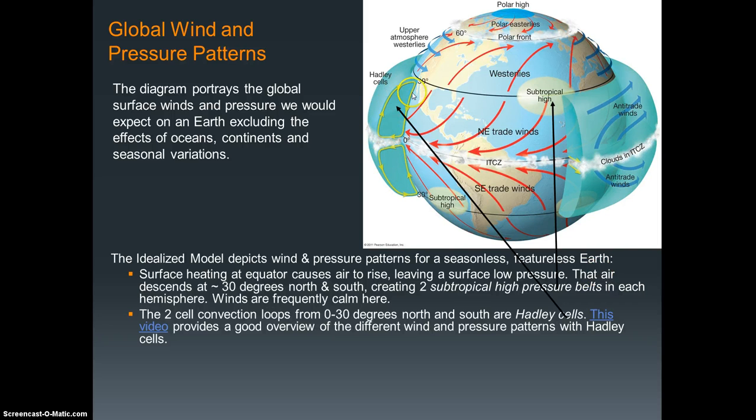These two convection loops that form as air rises above from the equator, more or less, and subsides at 30 degrees north and south, produce this conveyor belt type of pattern, which are called the Hadley cells. So you have one in the northern hemisphere and one in the southern hemisphere. And again, those rotate between 0 and 30 degrees.